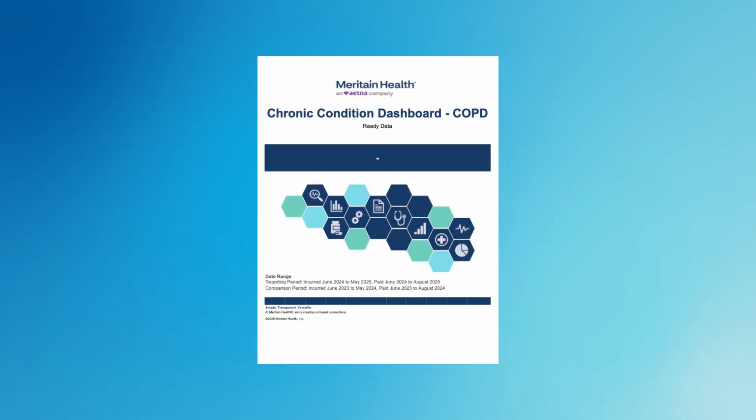After downloading, if the report is in PDF format, this is how it will appear. You'll see the report name and date ranges. The report itself shows the population at the top and the date range at the bottom.